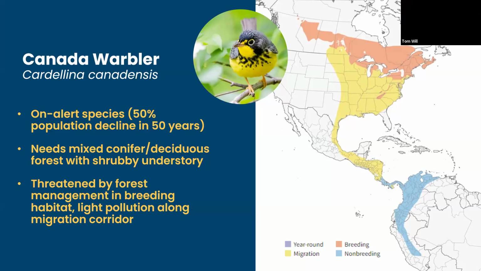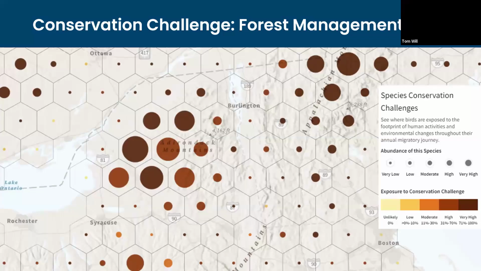So let's say hypothetically, I work for a conservation organization, Wild for Warblers, and we're all about reducing the decline of songbirds. I've come into some grant money and I need to decide where to use my limited resources to have the most impact. Looking at this Audubon Explorer tool that Jill shared with us, we can see that the Canada Warbler has high abundance and high exposure to the conservation challenge of forest management in this part of its range, east of Lake Ontario in the Adirondack Mountains near Syracuse, New York.